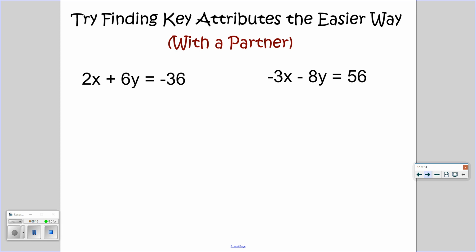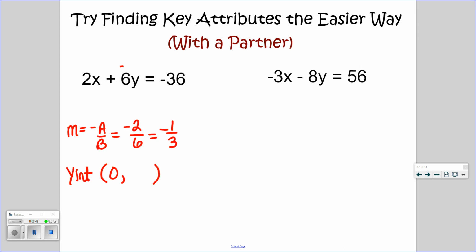So if I use this and I just wanted to find the key attributes, again, for the slope, that's negative a over b. So for this one, that would be negative 2 over 6, which is negative 1/3. For the y-intercept, again, that's where x is 0. So I'm going to cover up y and solve it.